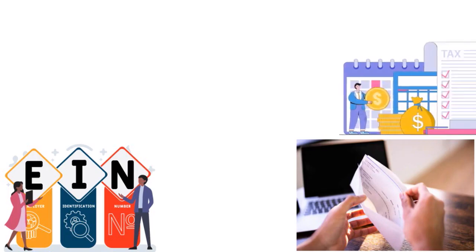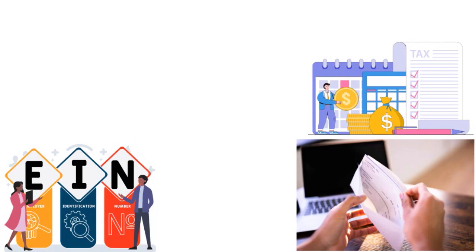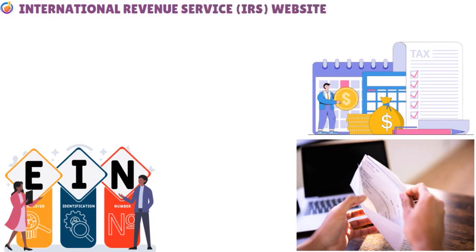As a small business, you already have a social security number for filing your taxes. However, you need an EIN for processing payroll, and companies can apply for an EIN on the U.S. Internal Revenue Service, the IRS, website. Once you get an EIN from the IRS, you can start using it right away.